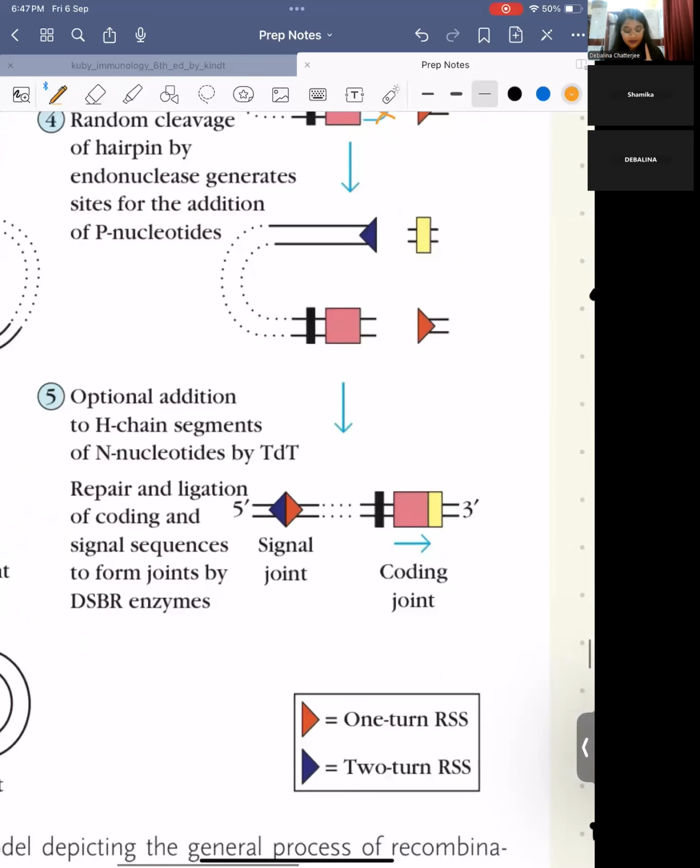However, in the heavy chain alone, there is another enzyme, TdT. This comes into play, and we have another possibility of N nucleotide addition. So N means any nucleotide can come and add to this region, and this is only happening in the heavy chain, right?